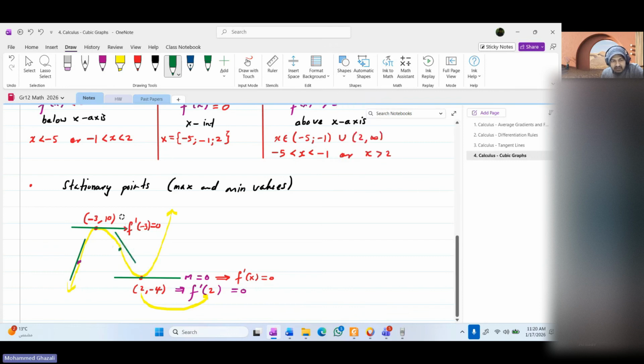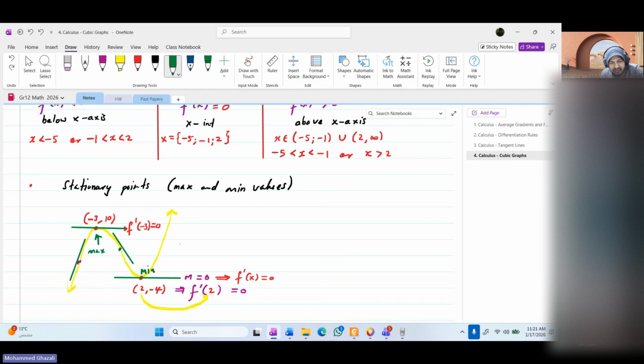So when is it horizontal? When we have horizontal tangents, it means that we are finding maximum and minimum values. And you know when the graph is sad, it is a maximum, and when it is happy, it is a minimum. So this is the maximum point, right? And this is the minimum point. So what did we learn from here?